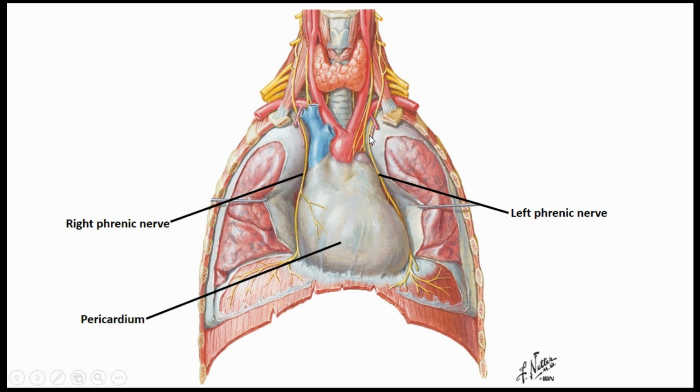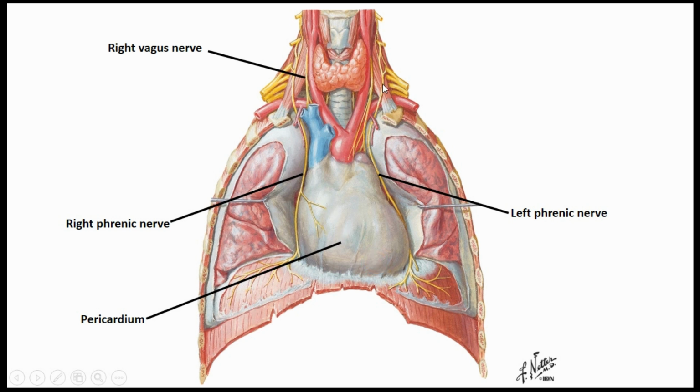The phrenic nerves come from C3, C4, and C5, descend on the anterior surface of the anterior scalene muscle, and cross from the superior and middle mediastinum to innervate the diaphragm. So our diaphragm is actually innervated by C3, C4, and C5 by way of these phrenic nerves. That's what actually allows our diaphragm to contract.